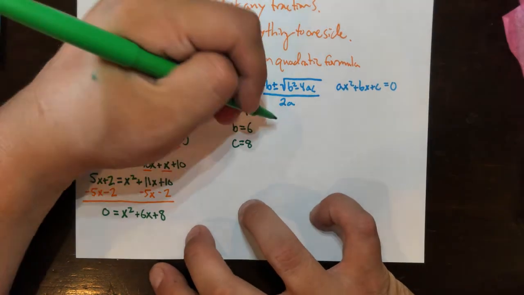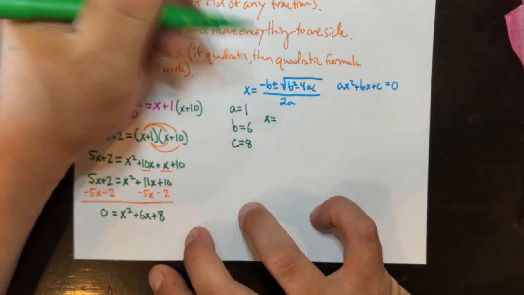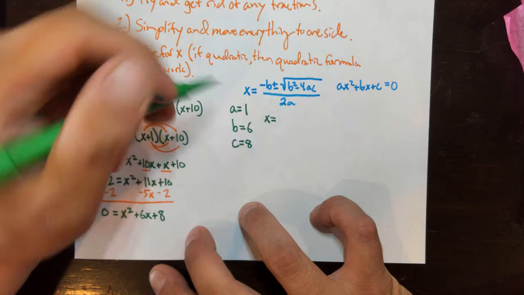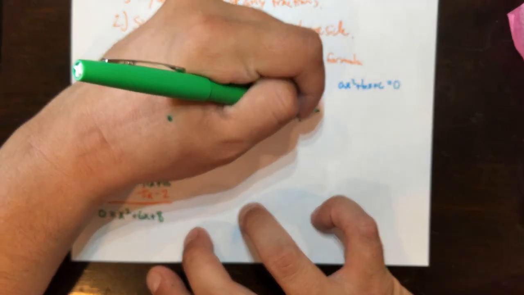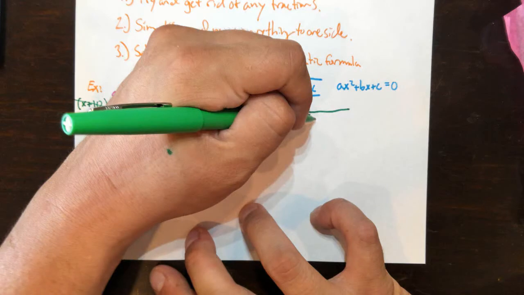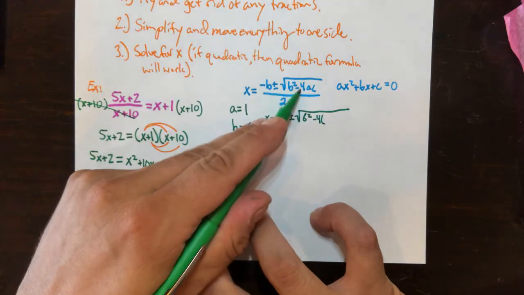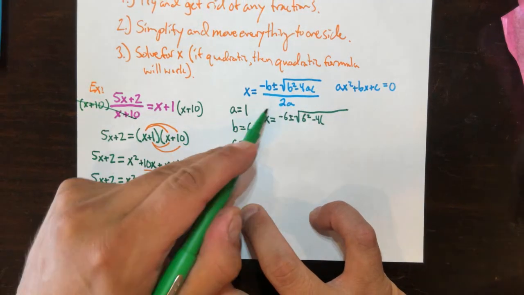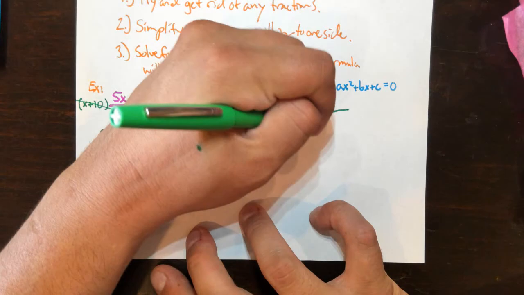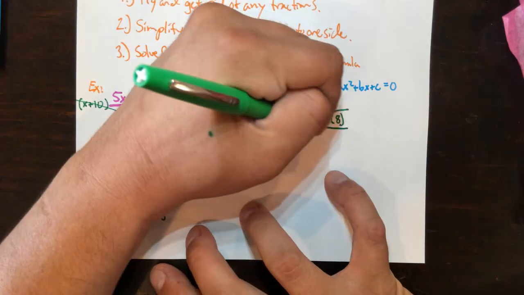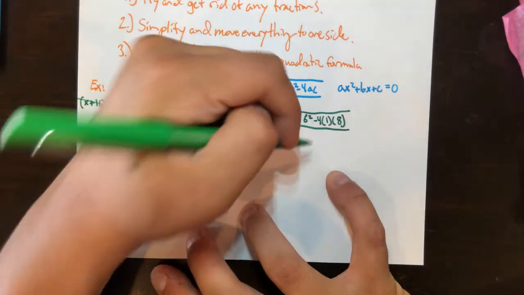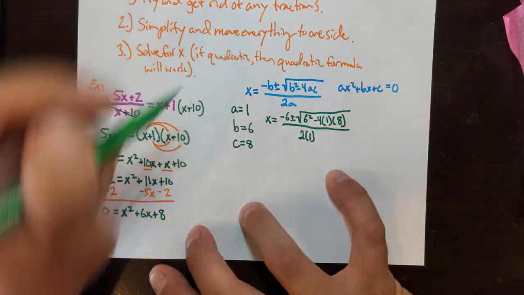So we're going to have x equals negative b, so negative 6, plus or minus the square root of b squared, so 6 squared, minus 4, the 4 is in the formula, times a, which is 1, times c, which is 8, all over 2a, or 2 times 1.